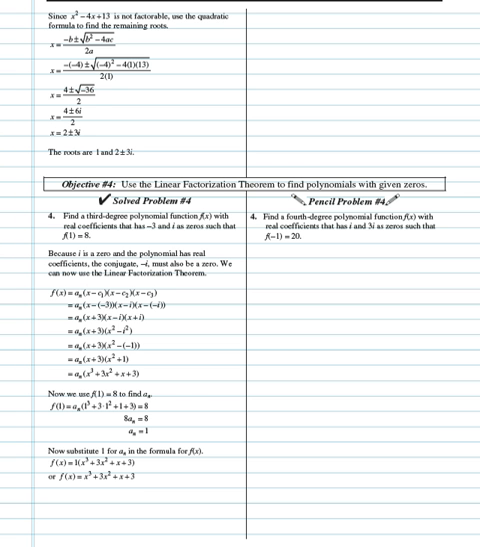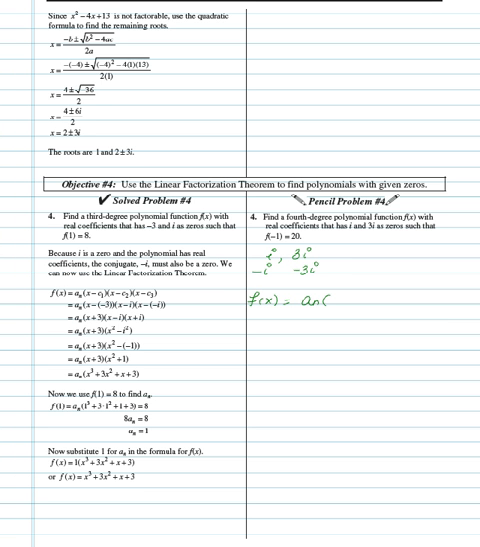Find a fourth degree polynomial function f of x with real coefficients that has i and 3i as zeros such that f of negative 1 is 20. Here we are using the linear factorization theorem to find the polynomial. Because i is a zero and 3i is a zero of the polynomial, we know that if i is a factor, then the conjugate negative i is also a factor. If 3i is a factor, then negative 3i is also a factor of the polynomial. Now rewriting the polynomial f of x using the linear factorization theorem.